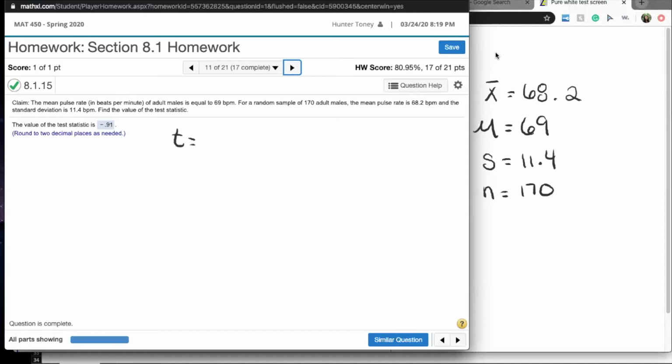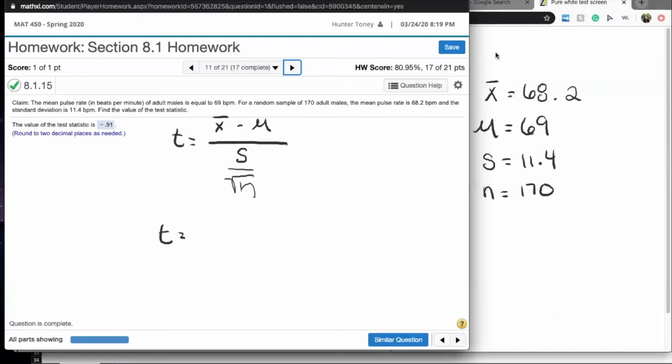Our formula is x bar minus mu, so your sample mean minus your population mean, divided by your sample standard deviation, or s, divided by the square root of n. As always, you might want to do this calculation first because you want to make sure you're only dividing your sample standard deviation by the square root of n. You want to make sure it isn't connected to the rest of your problem. So that's just a side note, but for now we can plug in.